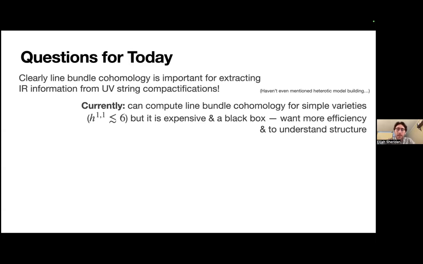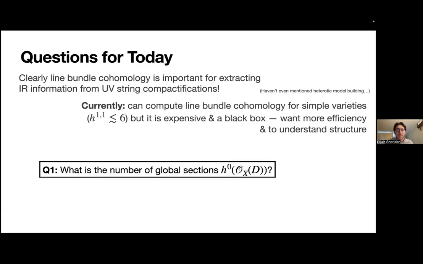So what's the state of the art? We can compute line bundle cohomology for simple examples with sufficiently few moduli, but it's an expensive computation. And it's also a little bit of a black box. We have codes that can perform these computations, but we don't really have a great understanding of the structure, such that basically every time we want to do a new computation, we have to plug into something and start over from scratch.